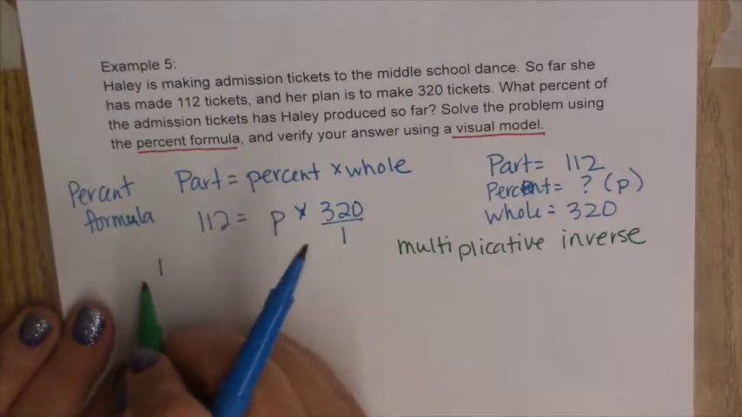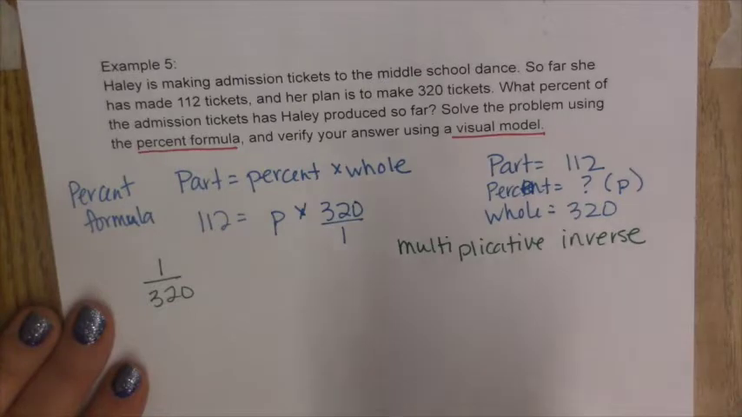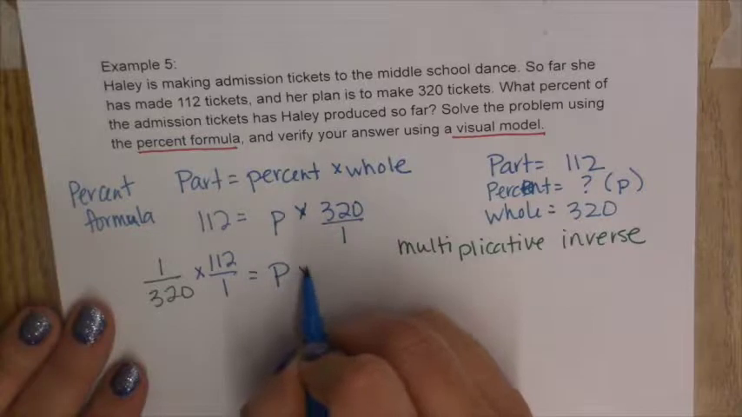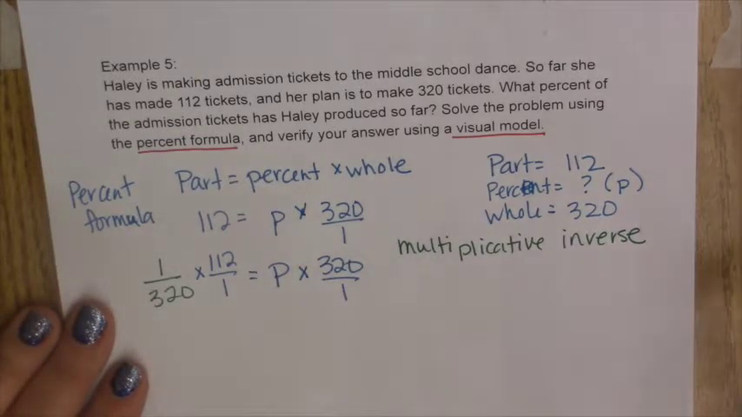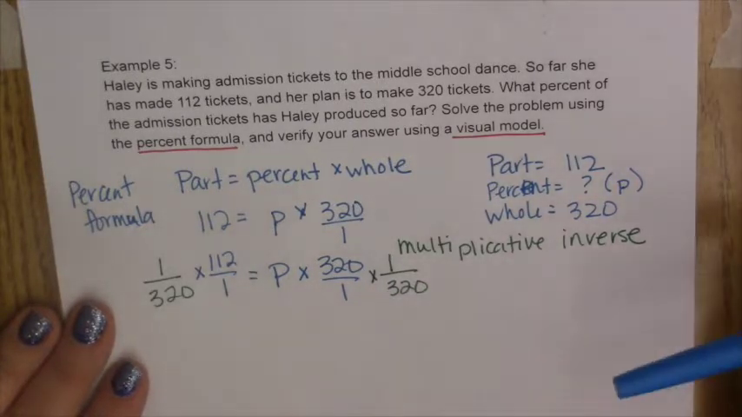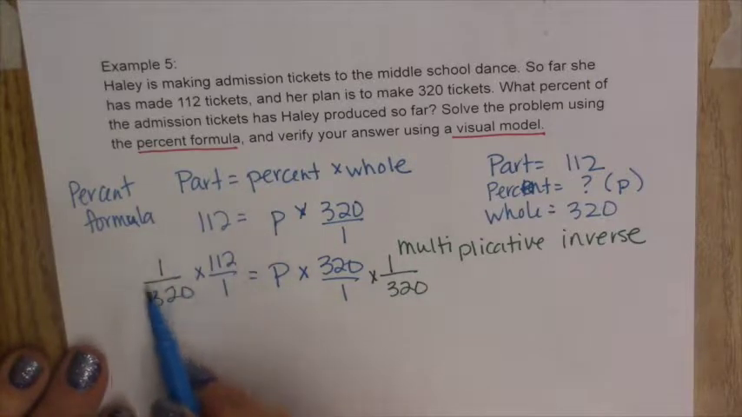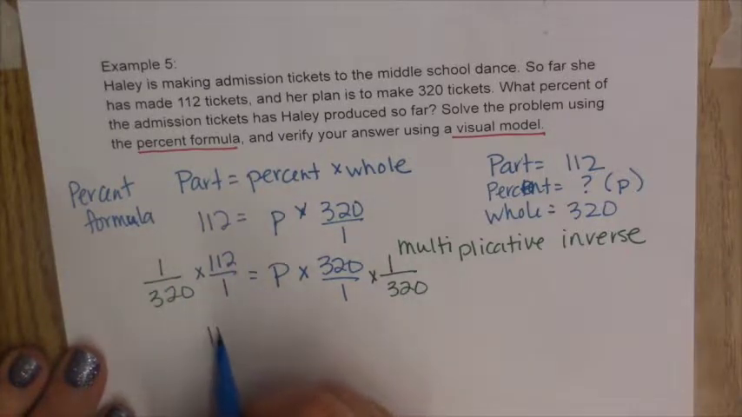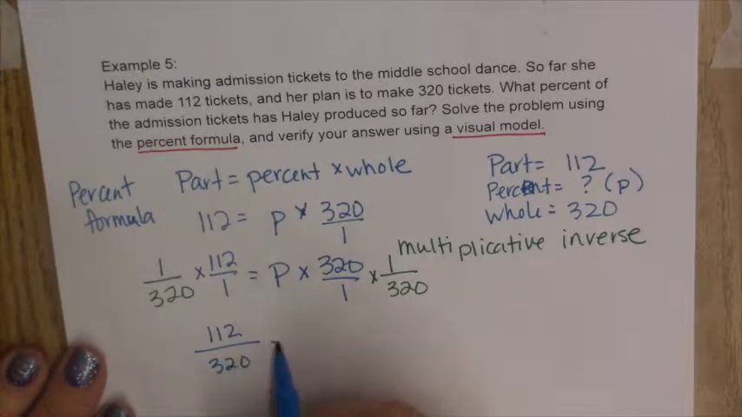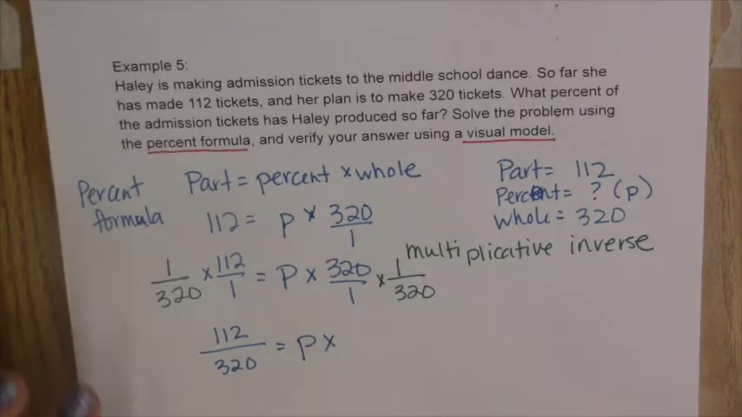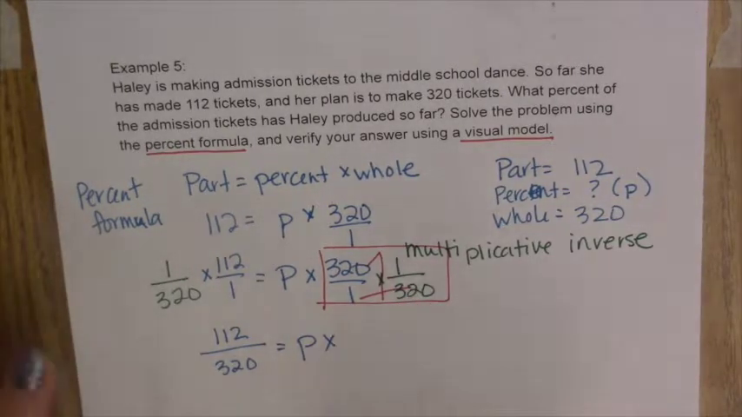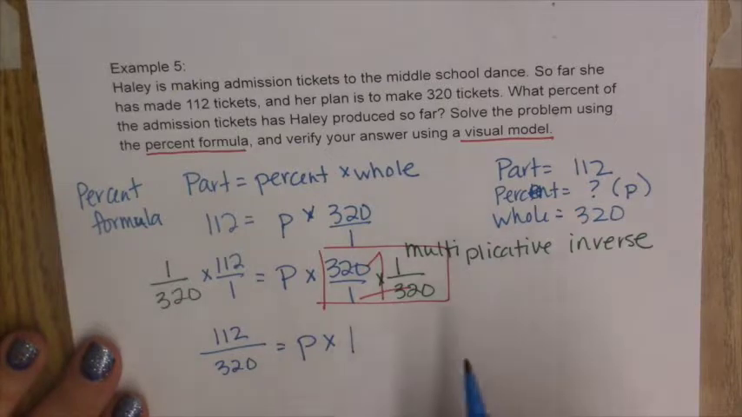All right, so 1 over 320 times 112, I'm going to go ahead and make that look like a fraction, equals P times 320 over 1 times the multiplicative inverse. So on my left side, I can go ahead and multiply 1 times 112 over 320 times 1, which is 320, equals P times, now this 320 times its multiplicative inverse turns into a 1, which is what we want. So times 1, which we don't really need.